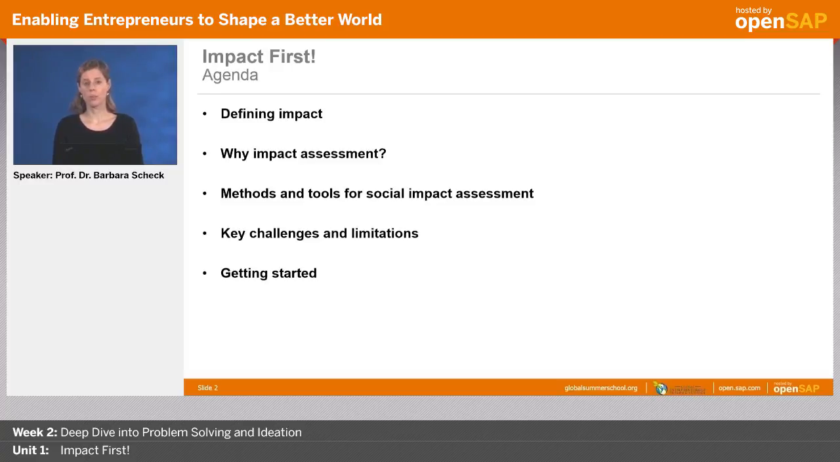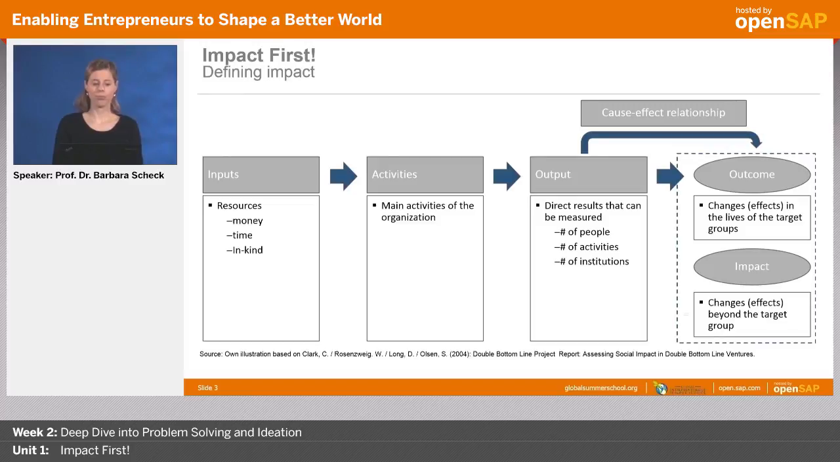So, what is impact? Impact is defined as the changes that occur in the lives of your target groups or your beneficiaries as a direct result of your intervention. So there must be a cause and effect relationship between what you are doing and the effects these activities have.